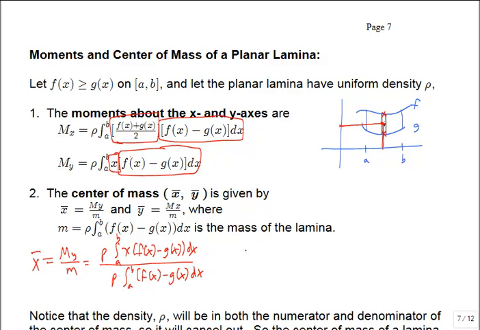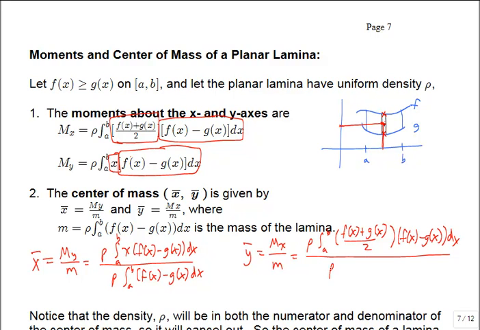And then for the y bar, the center of mass y coordinate, that's going to be the moment about the x-axis divided by m. So that's this height right here, and that's the one that uses the average of the upper and the lower functions. So this is going to be rho times the integral from a to b of the average of the two, add them up, divide by 2, times the difference, all divided by the total mass, which is your density times your area.